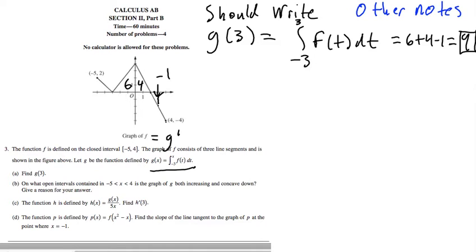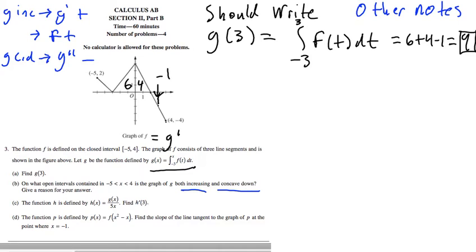I'm going to write down the basic thoughts, and then we're going to consolidate them into an answer over here in black. G increasing means g prime positive. But since we have this helpful little note, that's the same as saying f positive. And then we have concave down also. Concave down, g is, we'll call it CD. So concavity is based on the second derivative. Concave down is going to be g double prime negative.